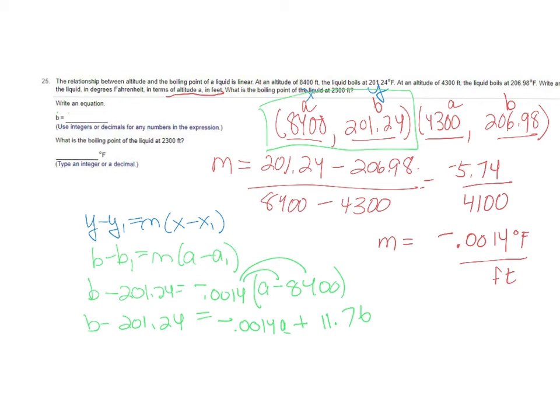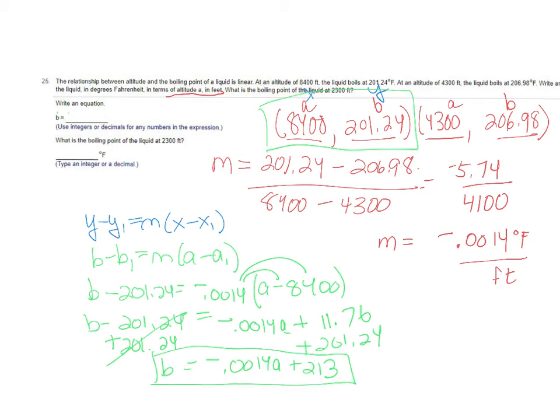And now I'm going to need to work with my inverse and add this to both sides. That'll give me b over here. And I'll need to add it over here as well. So I need to take 11.76 and add it to 201.24. 213. And so this is my first answer. B is equal to a negative 0.0014 times A plus 213.